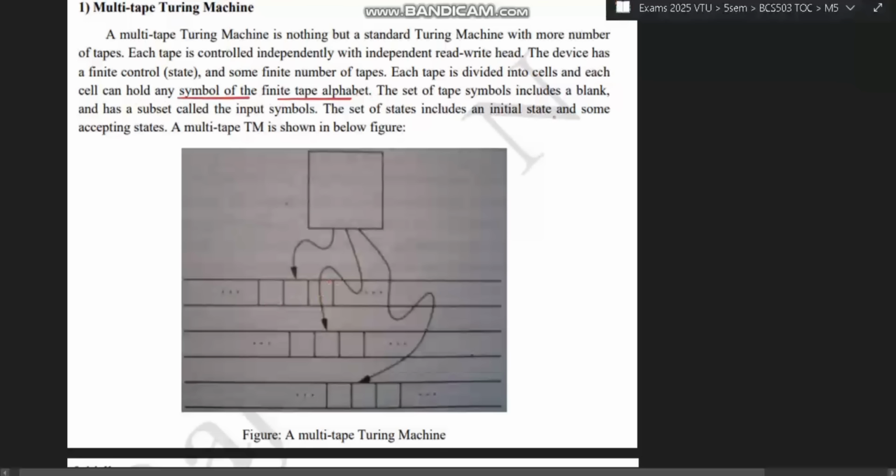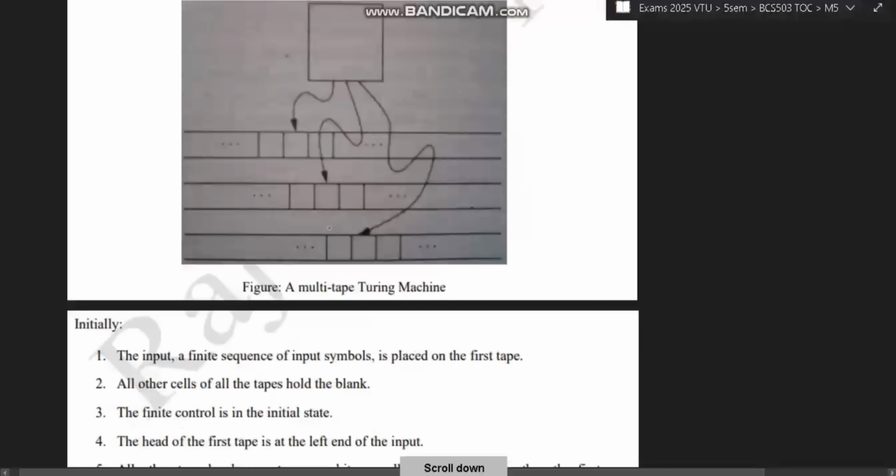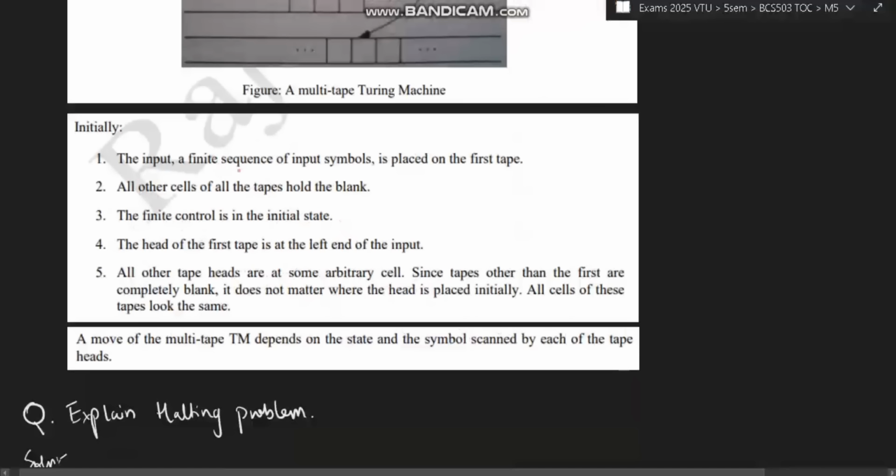The states include an initial state and some accepting states. These states can be either initial state or accepting states. So that will be the multi-tape Turing machine. Initially, all the inputs will be a finite sequence of input symbols. All the other cells of the tape hold a blank, but as and when we move forward, the blank will be replaced with the alphabets. The head of the first tape is at the left end of the input. The head will start from here and it will reach the right end.